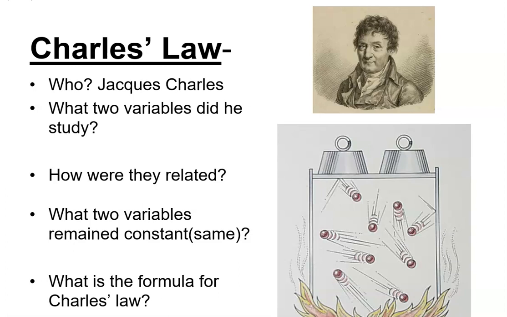Our next scientist is Jacques Charles. So Charles's law, again, each scientist studied two things, keeping two other things constant. And we're only making one change. So Charles studied the volume and the temperature. So what did he leave constant?